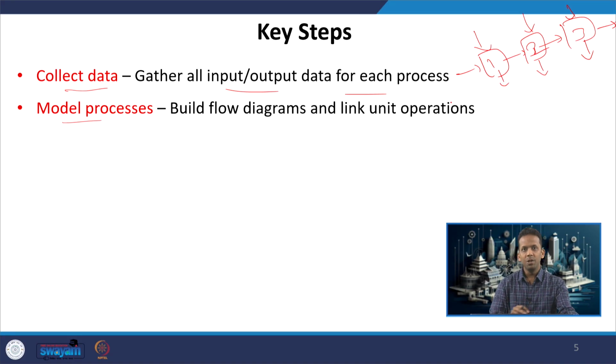So, if we have the proper process flow diagram, it will help us reduce errors or mistakes related to double counting or multiple accounting of the same data flows. So, the second step is to model the processes using proper flow diagrams and linking of unit operations.